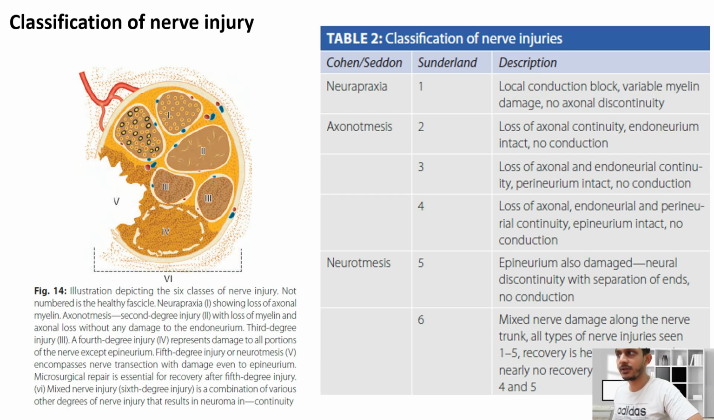Coming to the classification of nerve injury, initially Seddon classified nerve injuries as neurapraxia, axonotmesis, and neurotmesis. But because of the variability in the injuries, Sunderland came and modified Seddon's classification into 6 types. First is neurapraxia or Sunderland 1. This is a local conduction block with variable myelin damage. However, axons are continuous. So basically it's divided into 6 types. Axonotmesis is divided into 2, 3 and 4, and neurotmesis is 5 and 6. I will show you each with diagrams.